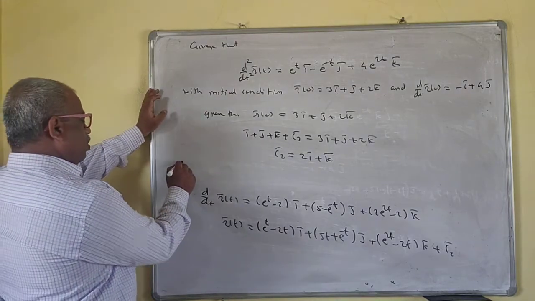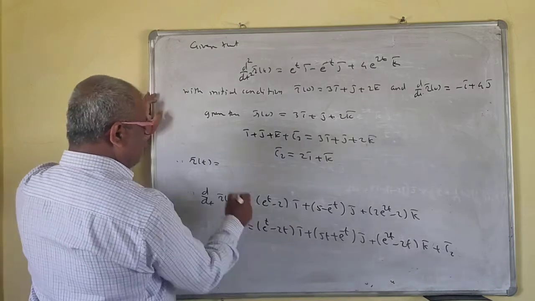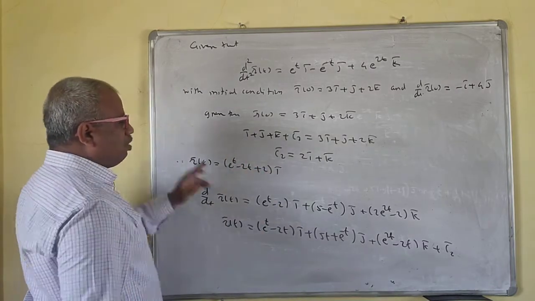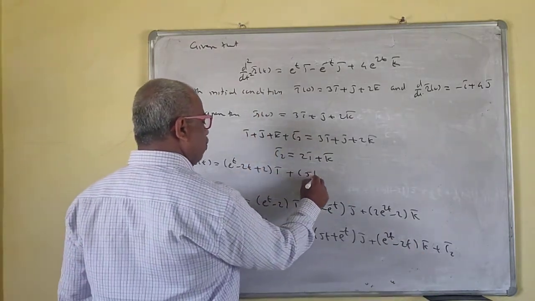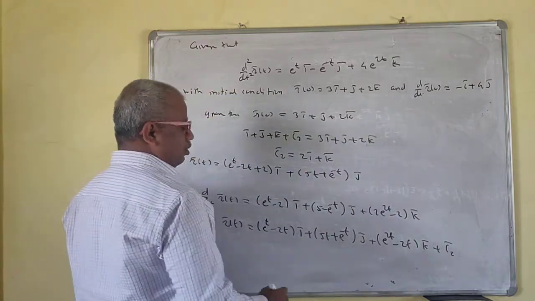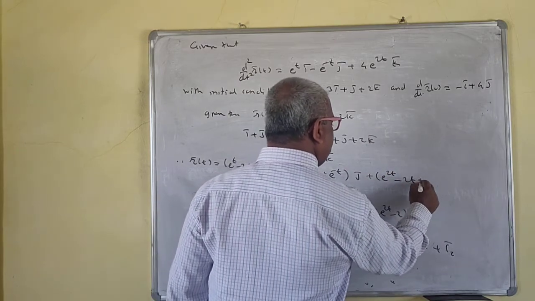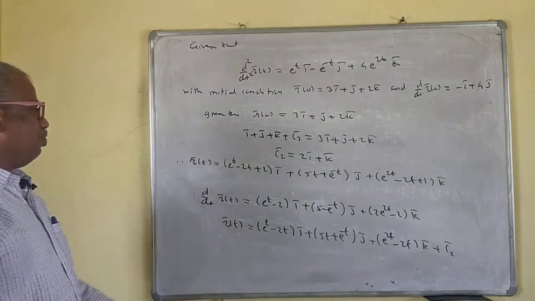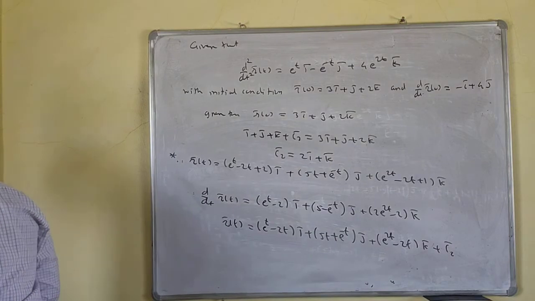Therefore r bar of t is equal to, so i bar is there, so this is e raised to t minus 2t plus 2 i bar. You have to put c2 as this here, plus 5t plus e raised to minus t j bar, and for k bar, e raised to 2t minus 2t plus 1 k bar. So this is your r bar of t now. This is your final answer.